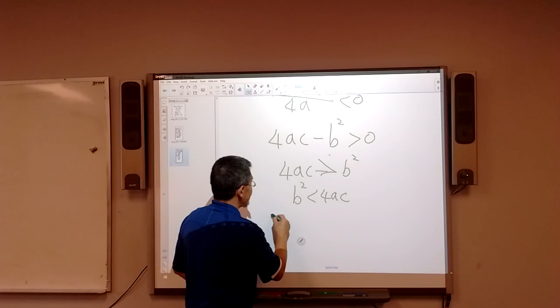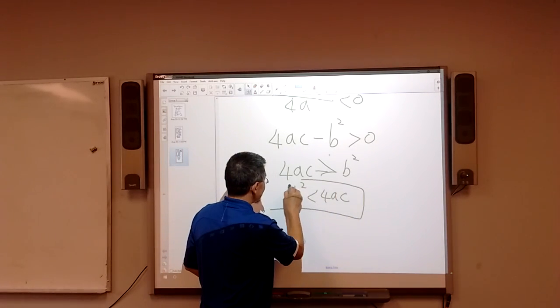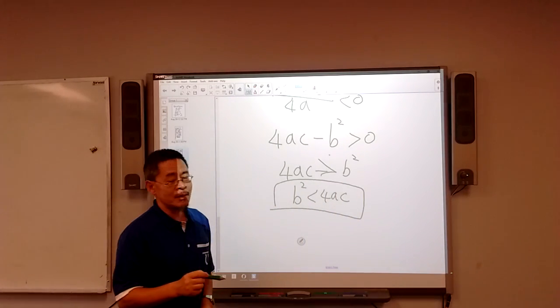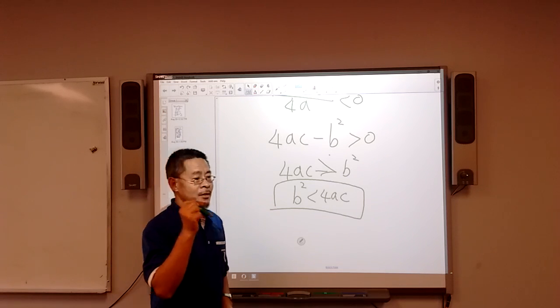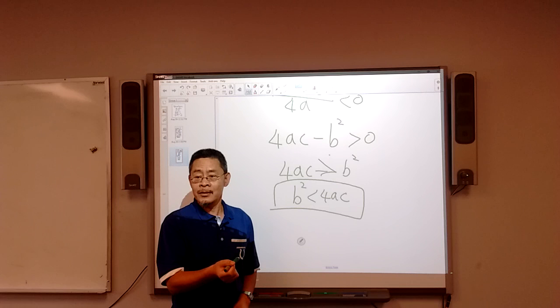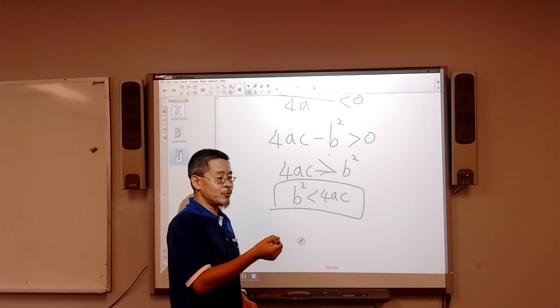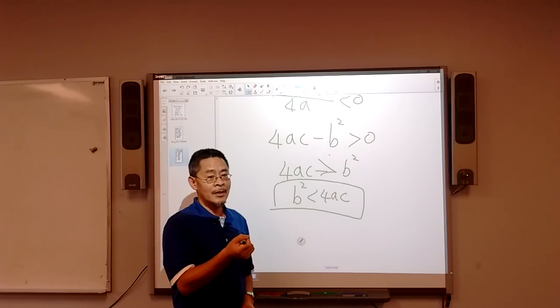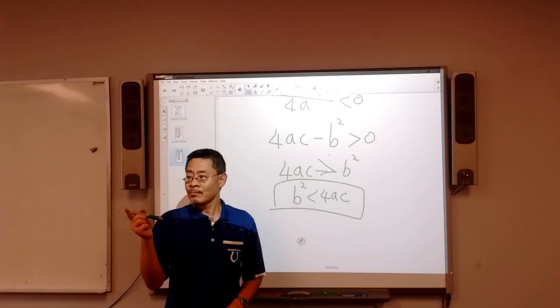So no matter what, if b squared is less than 4ac, there is no x-intercept. Therefore, no real zeros, and therefore we'll have two complex numbers. Okay? Good on that?